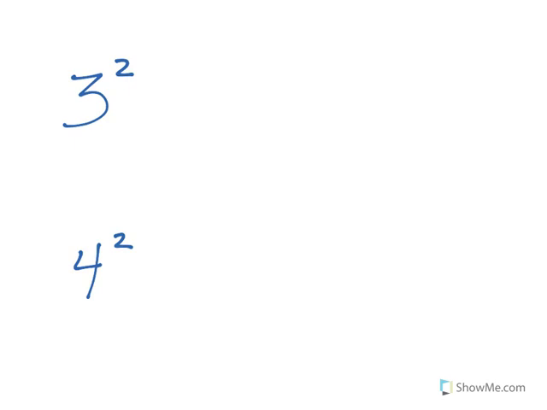So if I have 3 squared, the base is 3. The exponent tells us how many times we are multiplying the base by itself. So 3 squared is just the same as 3 times 3, which is 9.